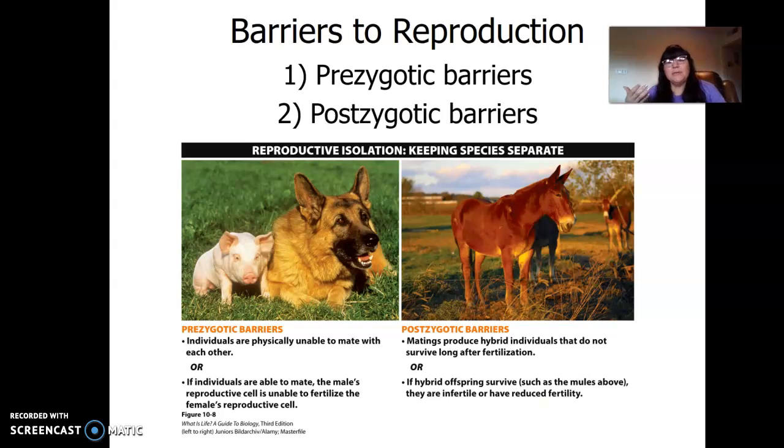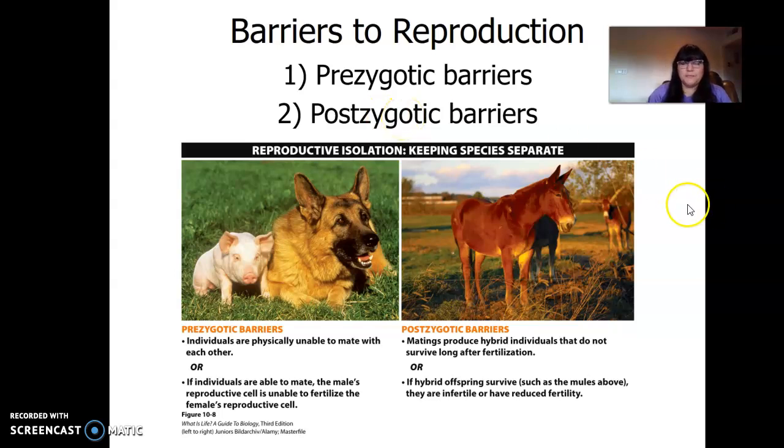So if an animal's infertile, what does it mean for the species? Is it going to keep going? No. Bam, it stopped. It stopped right there, okay? So with postzygotic barriers, the Zorse is an example, the Liger is an example, here a mule is an example. Mating produces hybrid individuals that do not survive long after fertilization, or the hybrids are sterile, okay? So these would be reasons for reproductive isolation.